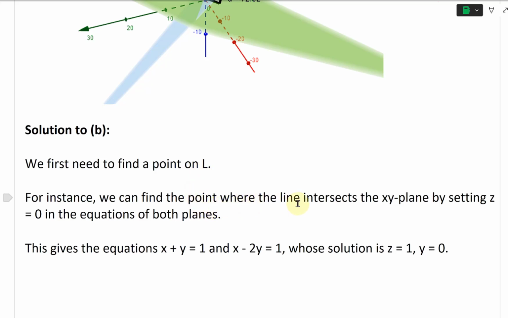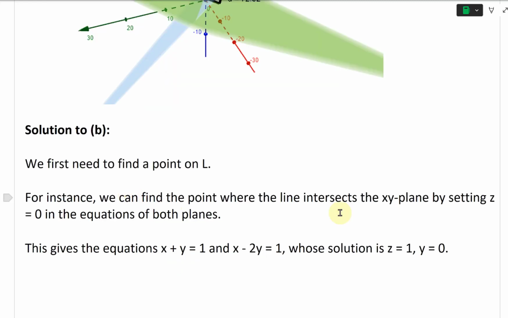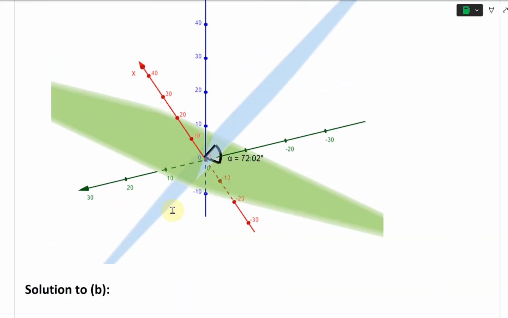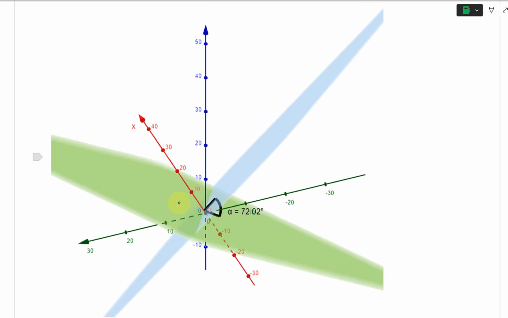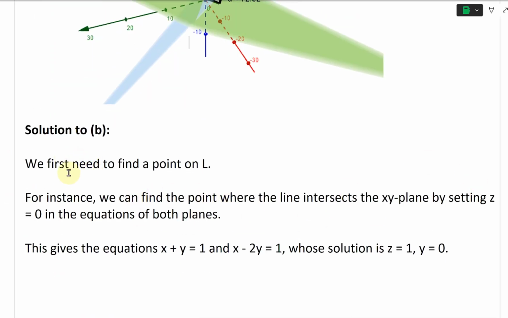For instance, we can find the point where the line intersects the xy plane by setting z equals 0 in the equations of both planes. Again, we're just guessing that it would be crossing there, because the line theoretically might never cross the xy plane. The red is the x, there's the y, and there's the z up top. Looking at the graph, it looks like it should cross the z equals 0 plane, the xy plane, somewhere there. So you can use trial and error, but in this case, it actually does.